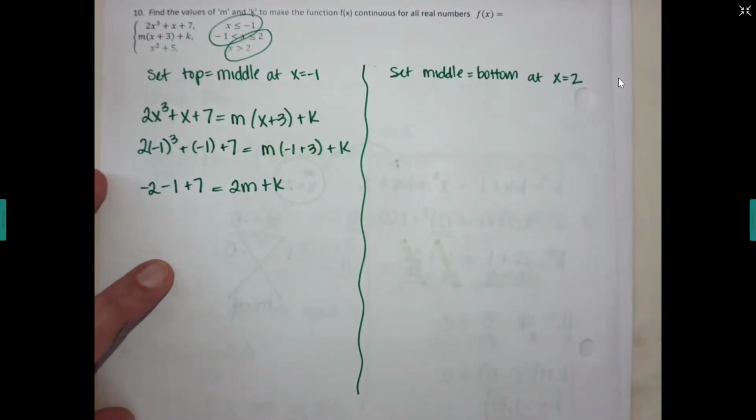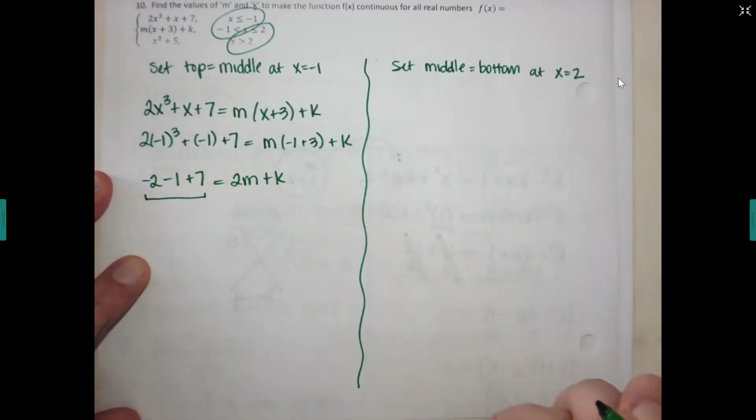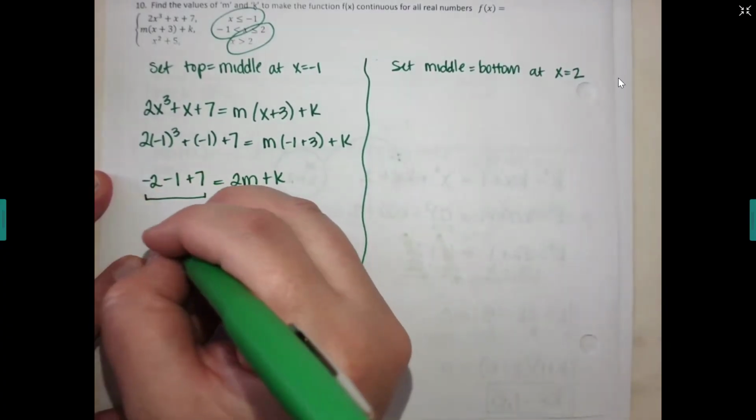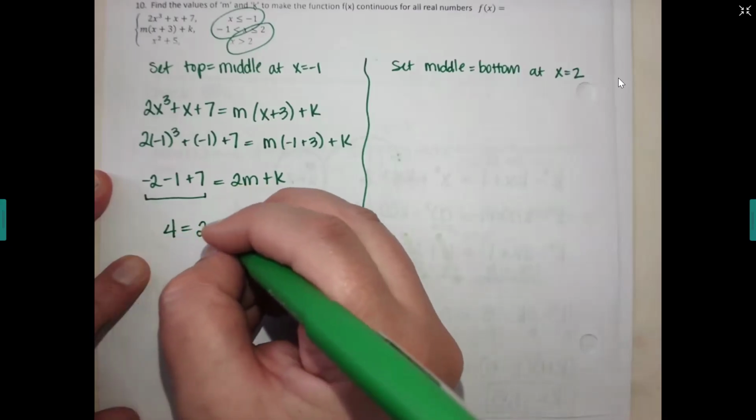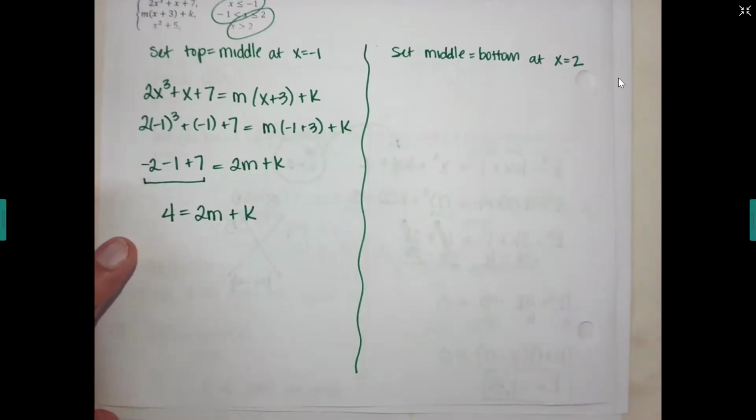Okay, your left side should look like mine. When you combine like terms, that'd be 4 is 2m plus k. Did you get the left side? I did.